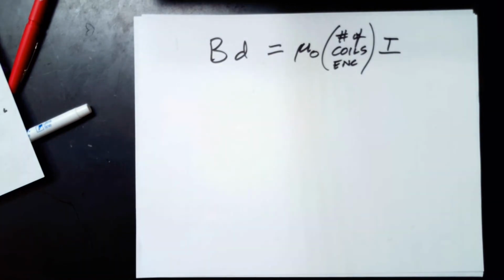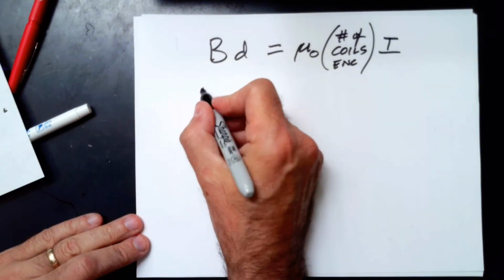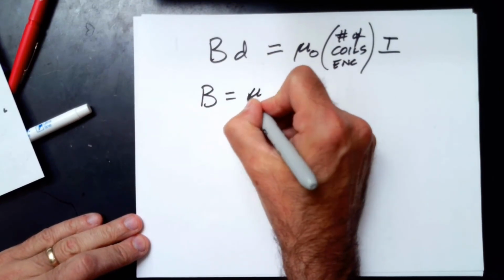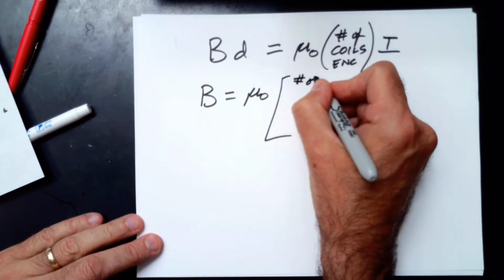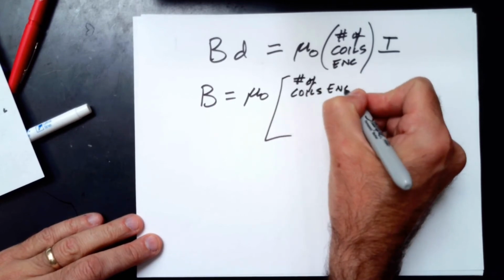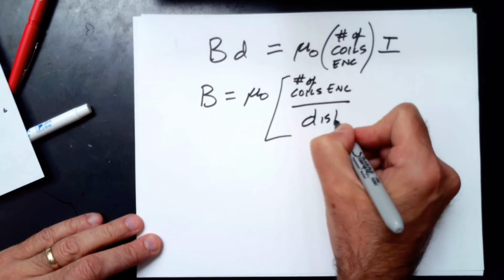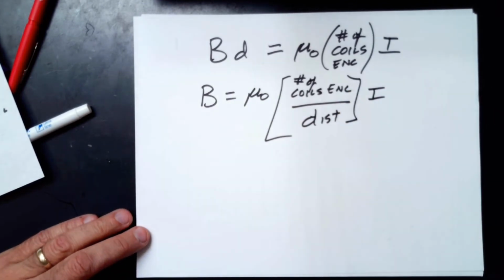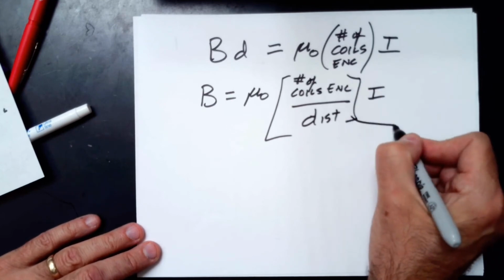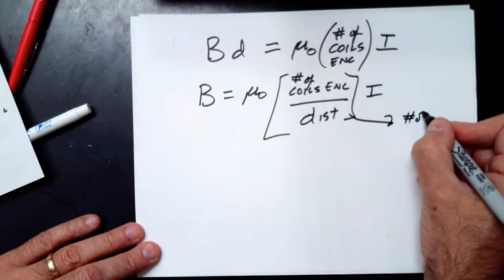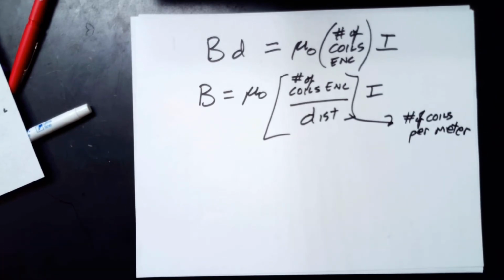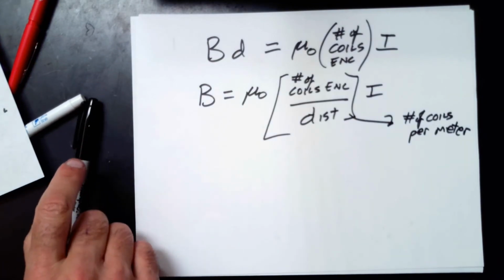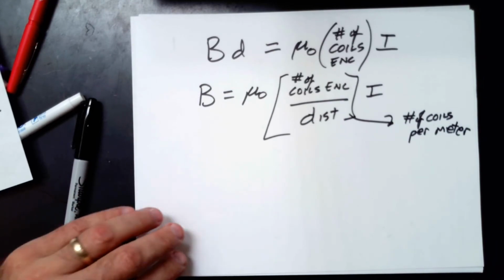Right now this is not useful, but remember we're trying to find an expression for B, so let's solve for B, which just means dividing both sides by D. And you'll see it works out best if we put it under this thing, whatever that is. Number of coils enclosed divided by the distance we took. Think of what unit this fraction would be. It'd be number of coils per meter. Now that we've written it in those terms, number of coils per meter, it's something you can get your head around. Oh, this would describe a solenoid. It's kind of like a linear density of coils.